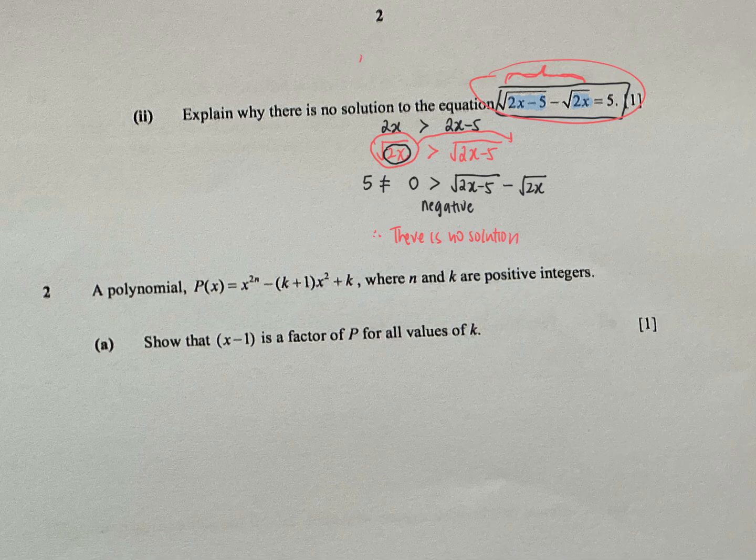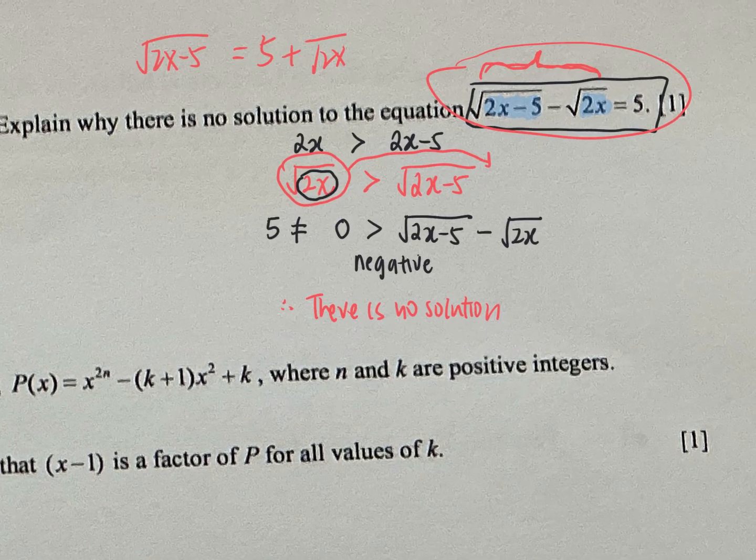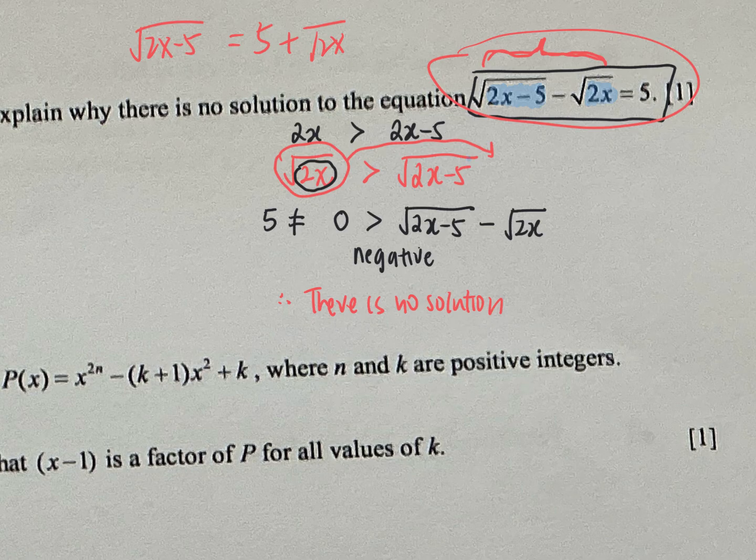Yeah, so it becomes like that. Then you go and square both sides. Also can. You try to solve it. I just try to prove that the square root of a smaller number is always bigger than the square root of a bigger number. I bring it over, it's always negative. So it can never be equal to 5.